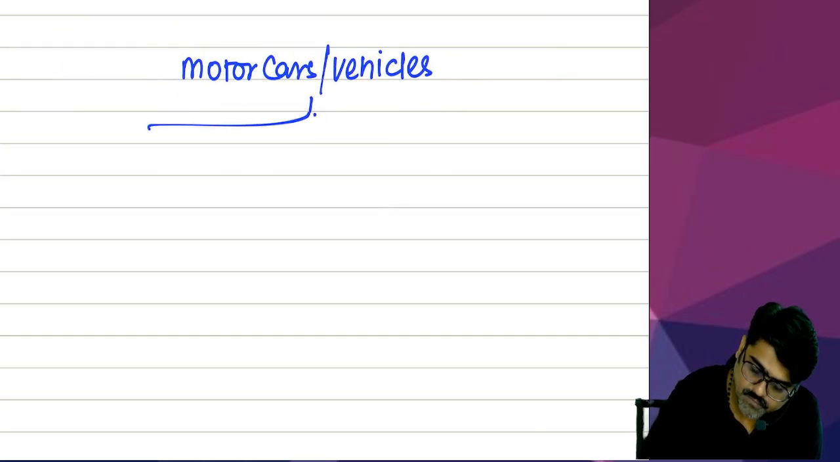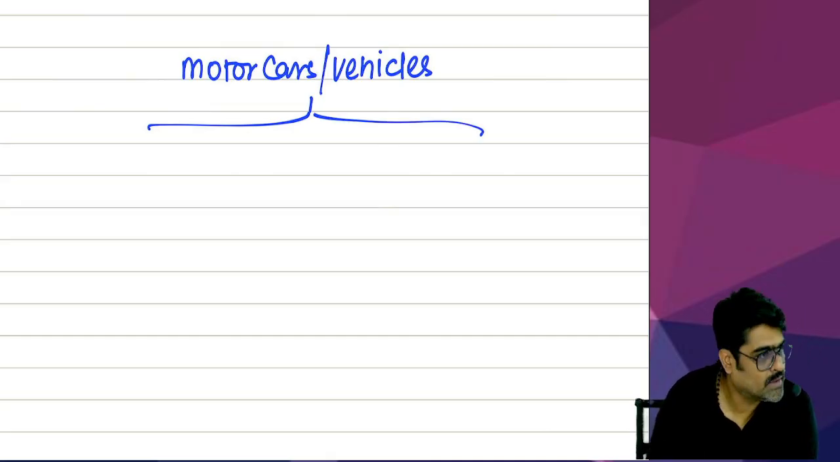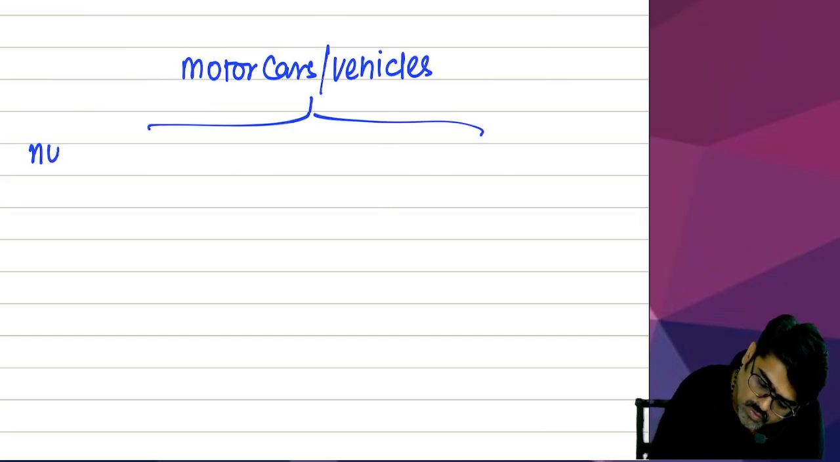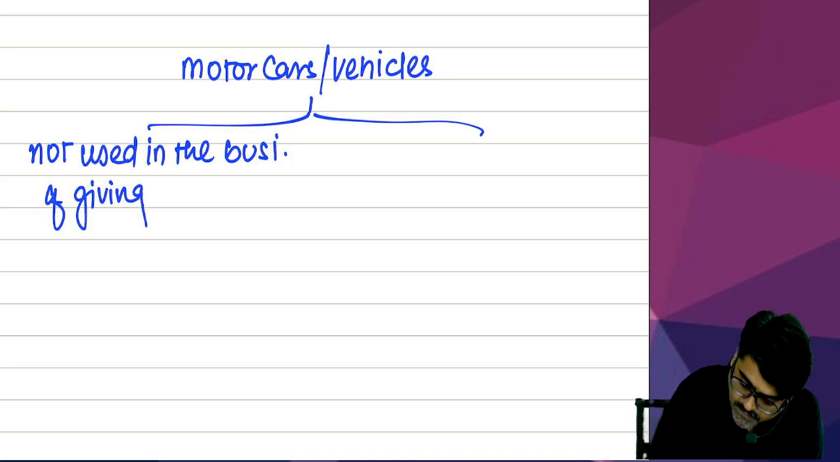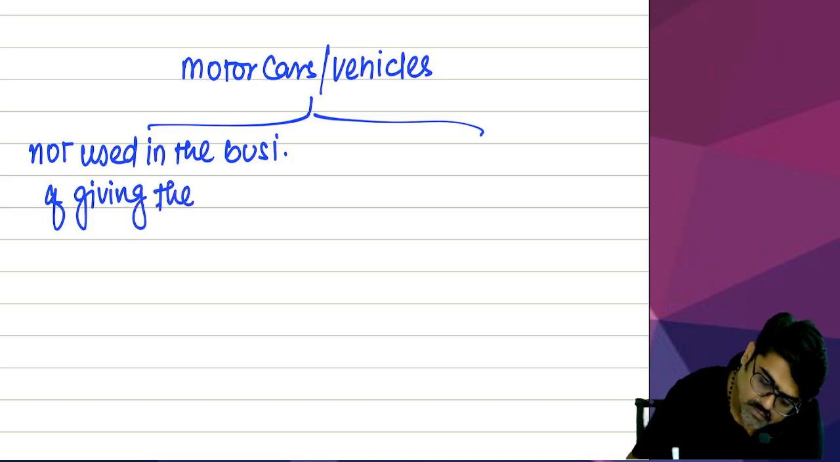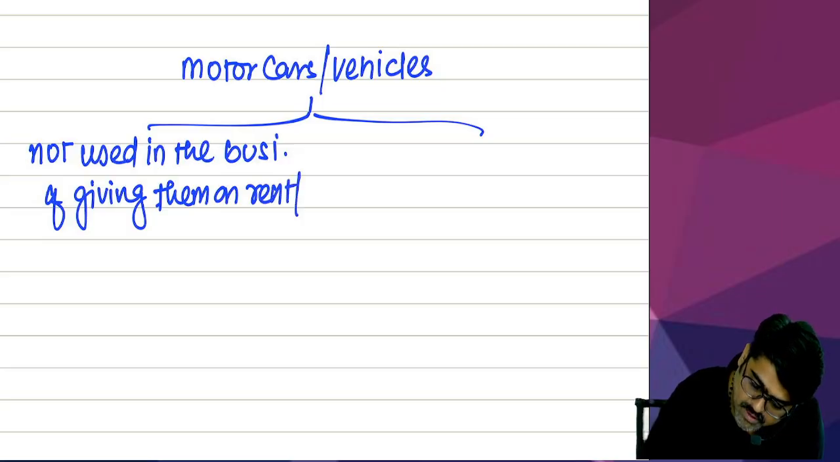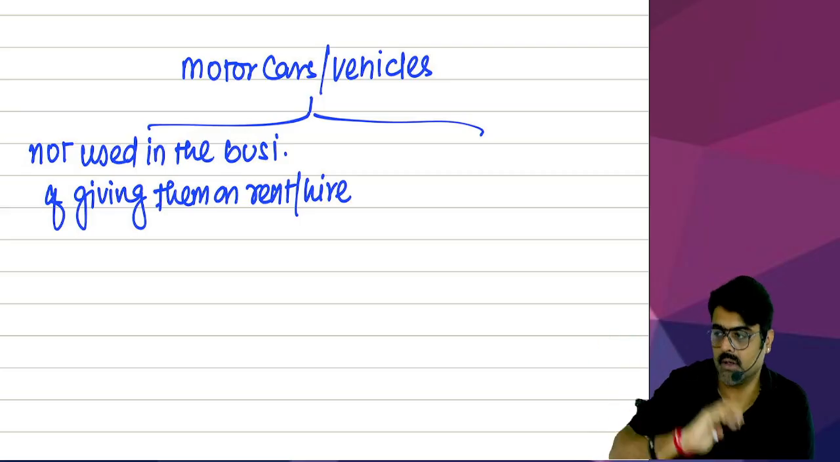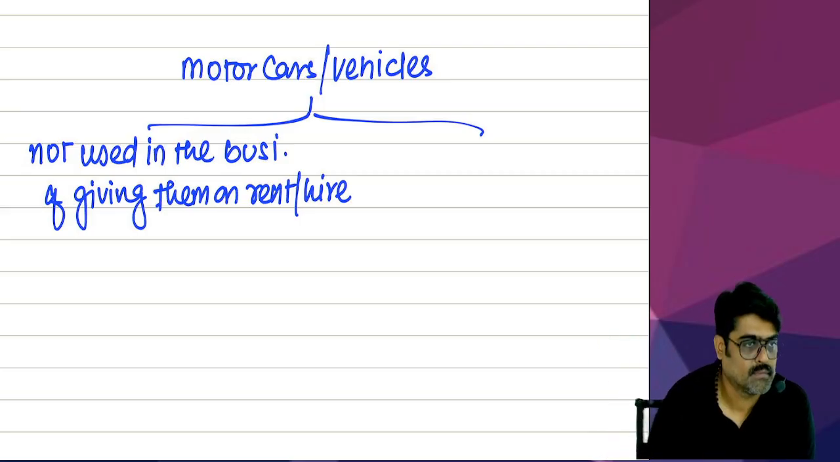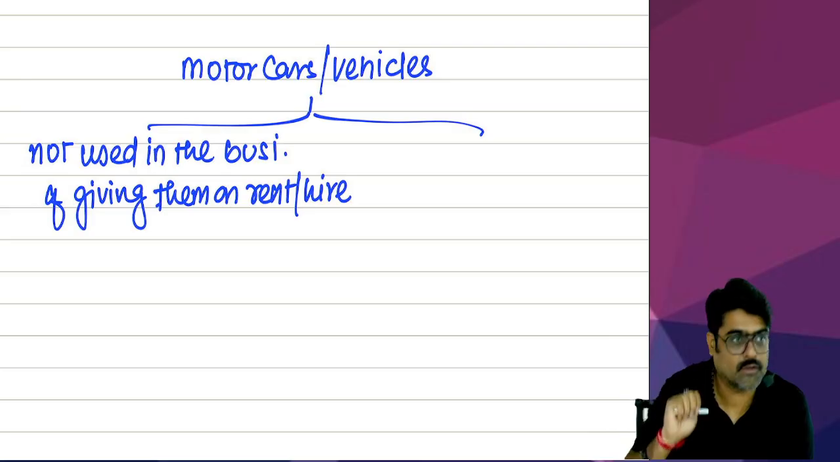First of all, two types. First, not used in the business of giving them on rent or hire. My business is not to give the vehicles on rent. Then again two parts.